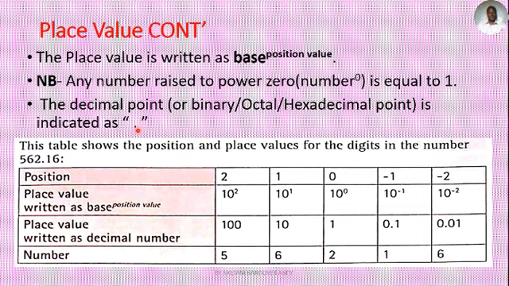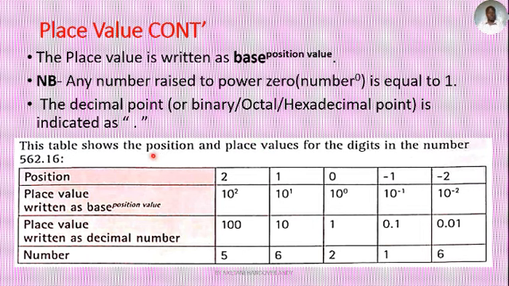So we have this example here where the table is showing the place value for the digits in the number. We have 562.16. So we have this table here where we have the position, then we have the place value. This place value is written as base, then position. So here we are dealing with the decimal.